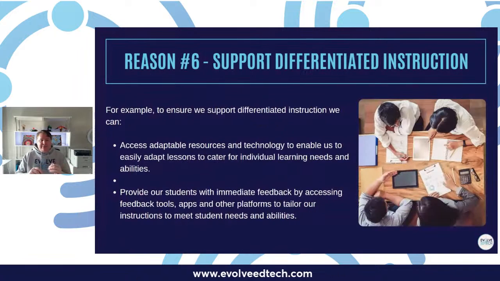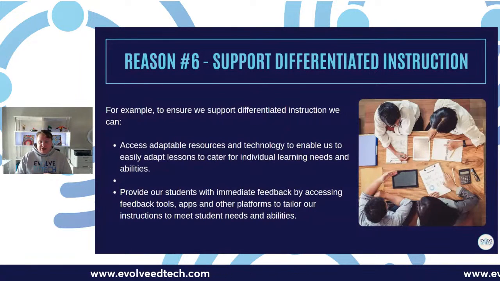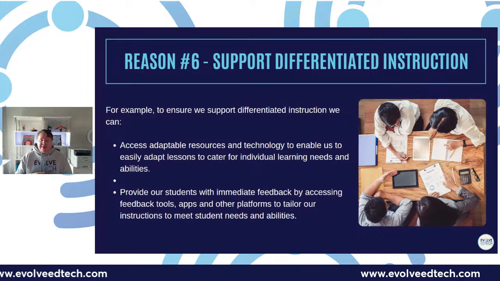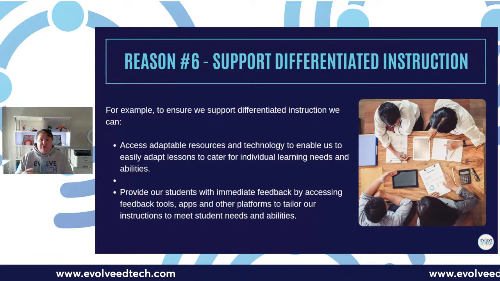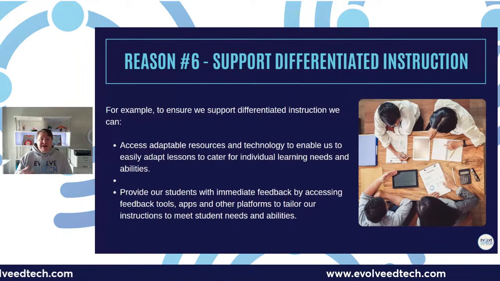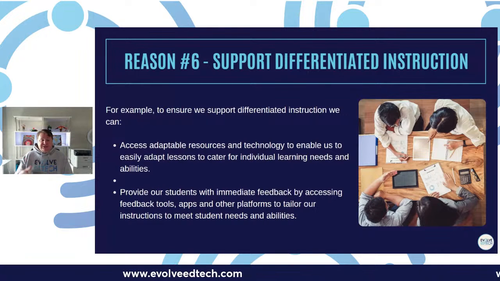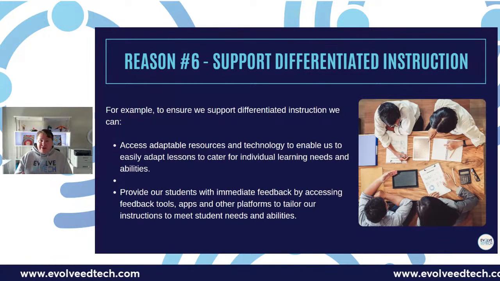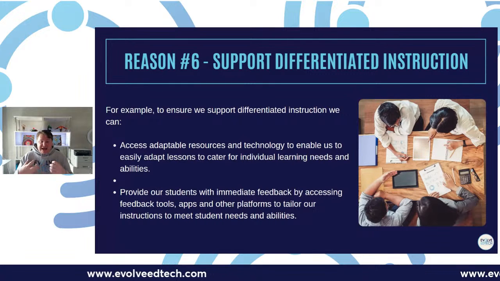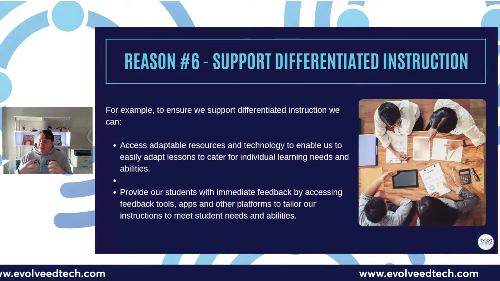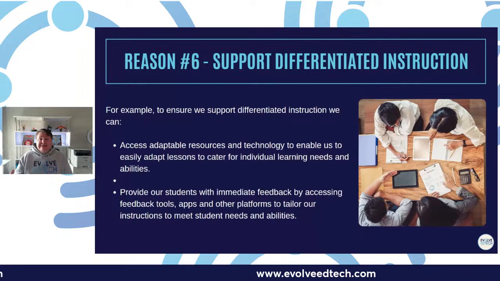So, for example, we are able to access adaptable resources and technology. We've talked about that. So we can access tools that will provide feedback and prevent students from moving forward until they've mastered skills. We can do that through a whole range of different tools that are available out there in the marketplace at the moment. But another way is that we can also provide our students with immediate feedback. They can access feedback tools, apps. They can look at platforms that tailor the instructions that we provide our students to meet their needs and abilities.